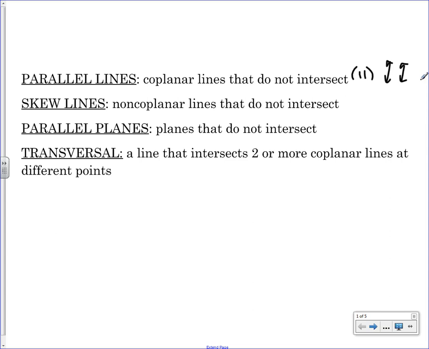All right, skew lines. Do you guys know what skew is? Okay, so skew lines are non-coplanar lines that do not intersect. So they're not on the same plane. So let me get a book.